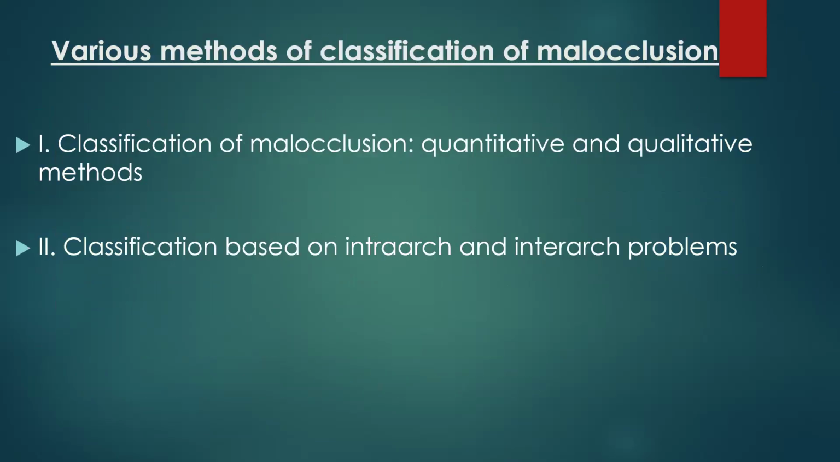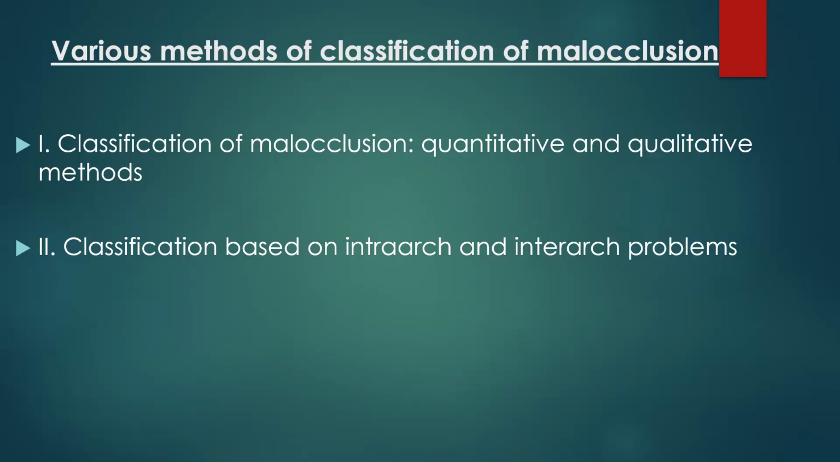Various methods of classification include quantitative or qualitative methods. Quantitative means quantifying the amount of discrepancy present in the malocclusion, that is, in terms of millimeters. An example would be the index of orthodontic treatment need, wherein each discrepancy is quantified in millimeters. Qualitative means the malocclusion is classified based on certain qualities, like whether there is any mesial or distal positioning of molars or incisors. One example would be the Angle system of classification.